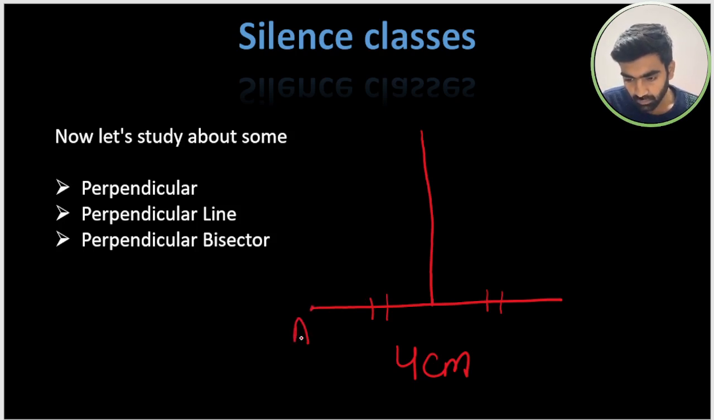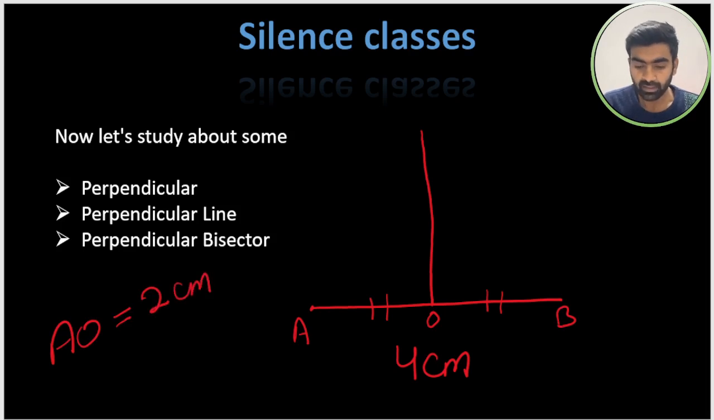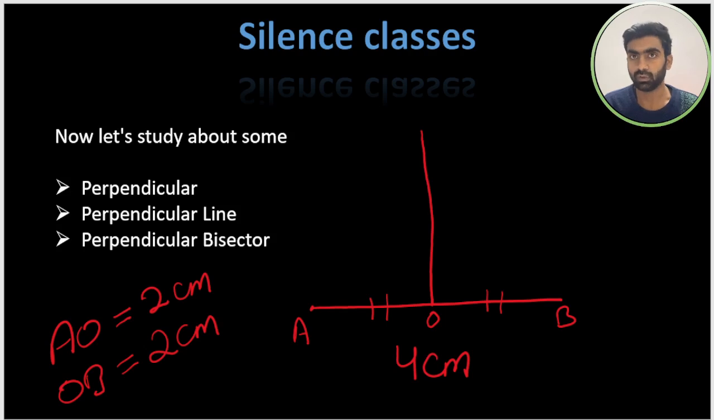then if I write it down as A, O and B, AO equals 2 centimeters and OB should equal 2 centimeters. Wherever this perpendicular divides the line, both the left and the right parts should be equal, and then only can we say this is a perpendicular bisector. A perpendicular bisector always divides a line into two equal halves.